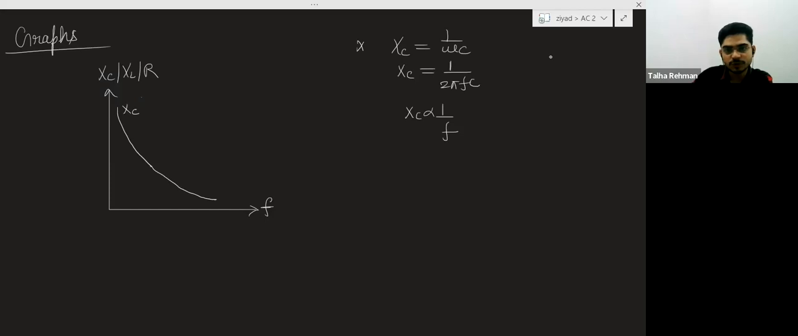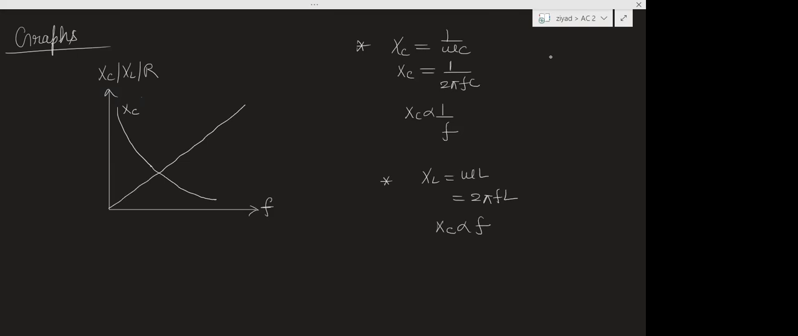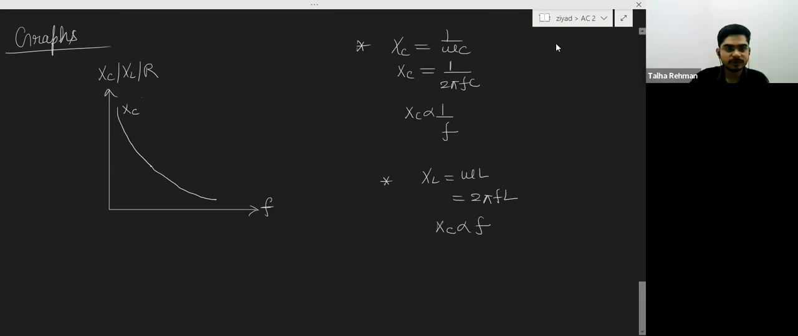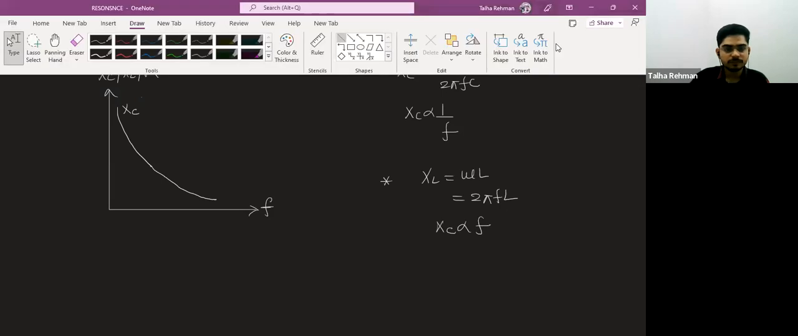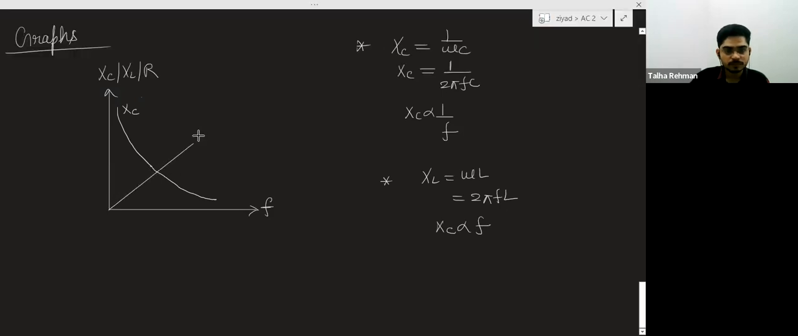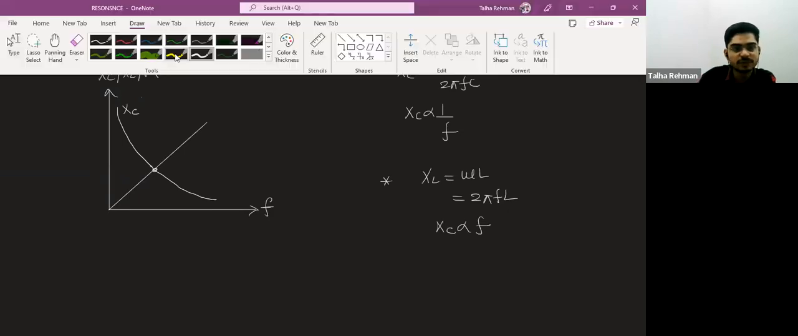And I have told you what XL is. XL is equal to omega L, so you can write 2 pi f into L. So you can say your XL is directly proportional to frequency. So the graph of this will be a straight line.